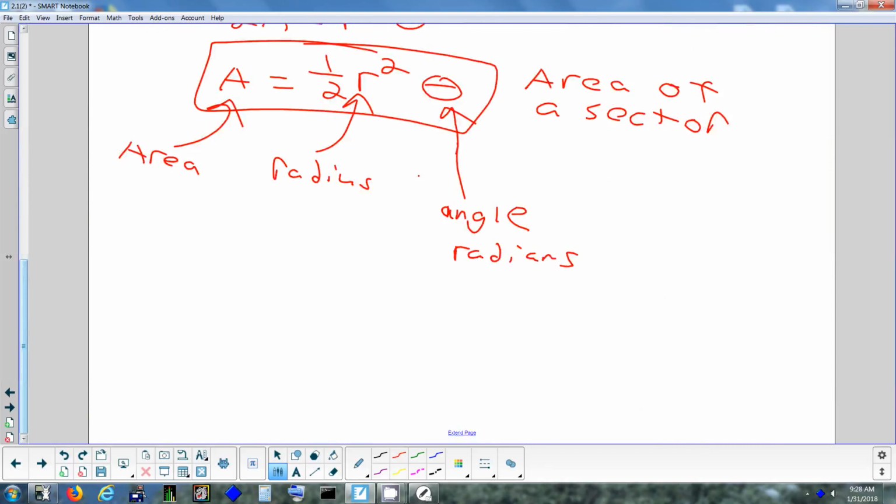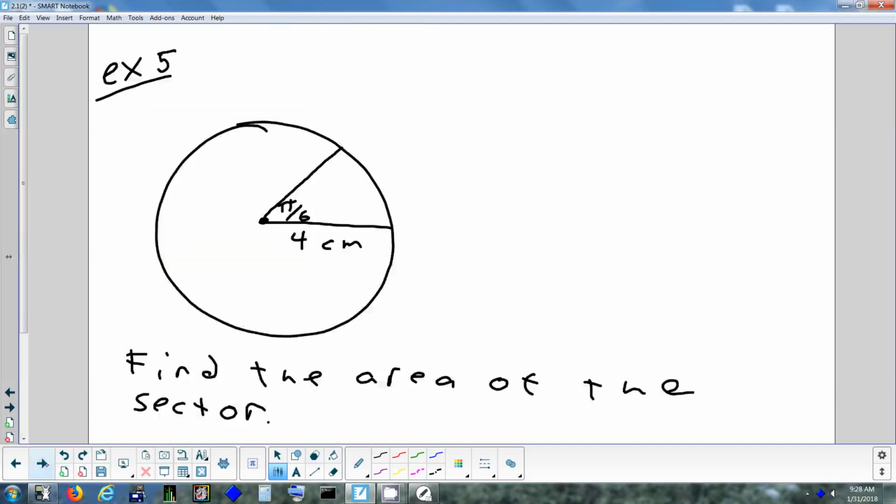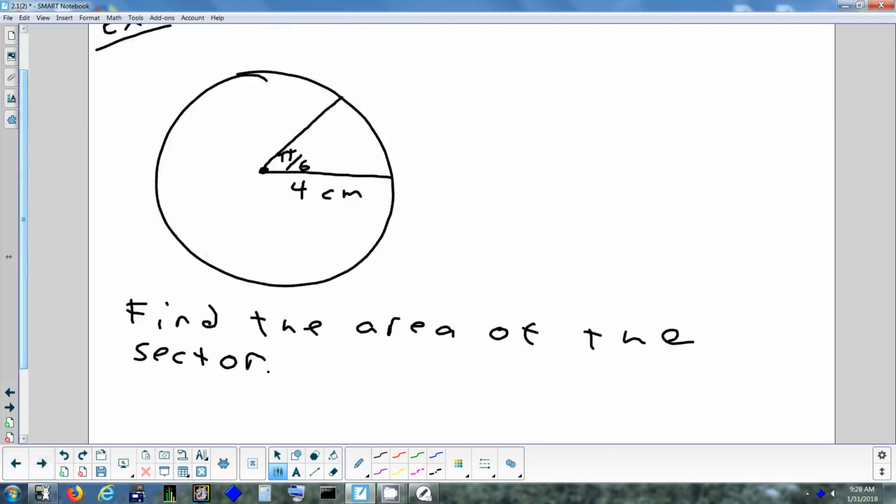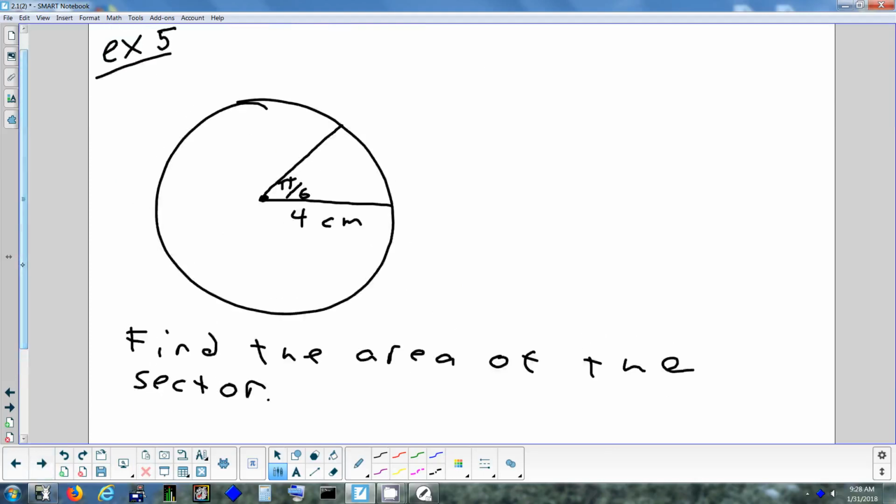Okay. So now when you have a problem, you have to decide, are they asking me to find area? If they are, use the formula we have now. If they're asking me to do arc length, you've got to use the formula we had before. Same deal, 3 variables, they're always going to give you 2 out of 3. You have to find the third one. Okay, so let's start with this one. It says, find the area of the sector. The directions in the problem are pretty clear, whether it's an area problem or an arc length. Find the area. So it's an area problem.